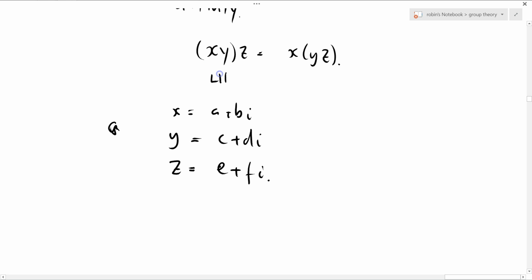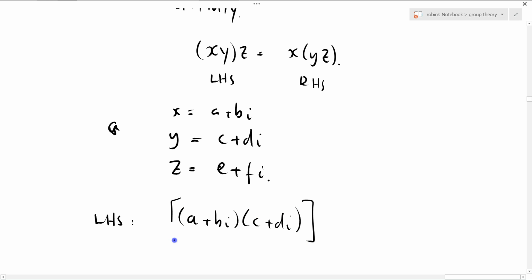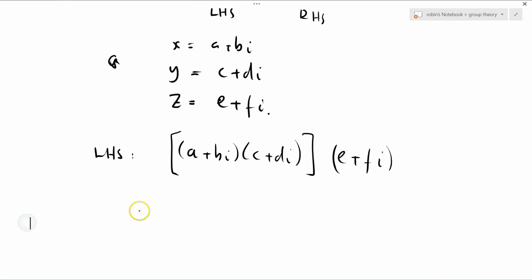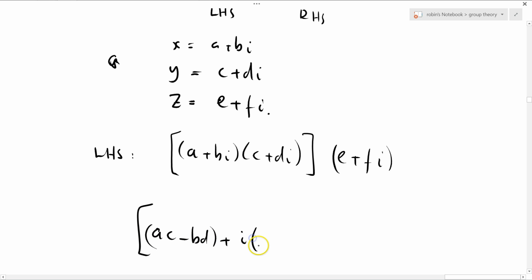Okay, so there's the left-hand side, and there's the right-hand side. We better evaluate these guys. What's the left-hand side? Well, it's (a plus bi)(c plus di) in brackets times (e plus fi). Well, let's just do that. Let's work out the real component of this one here. It's going to be (ac minus bd) plus i times (ad plus bc), times (e plus fi).